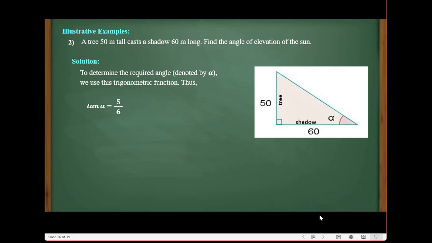Okay? Then from here, we have what? Alpha will now be equal to, of course, tangent will be cleared from the left side, but when it comes to the right side, we are now getting what? The arctangent of 5 over 6.